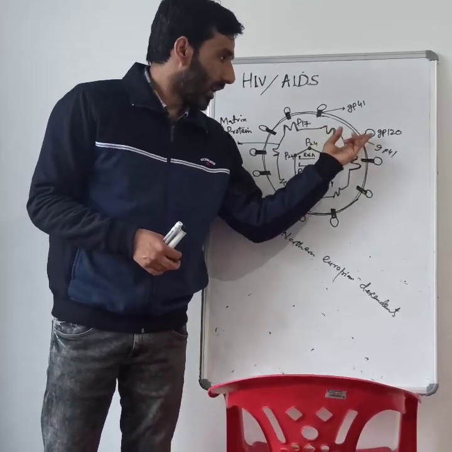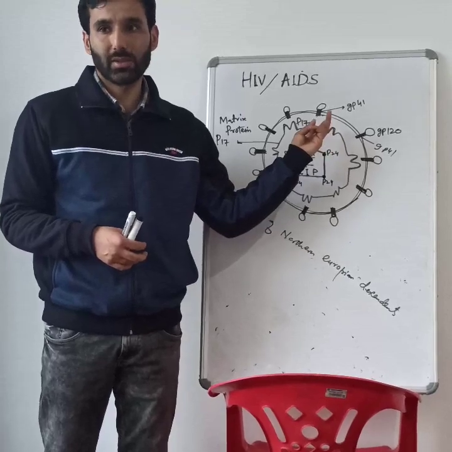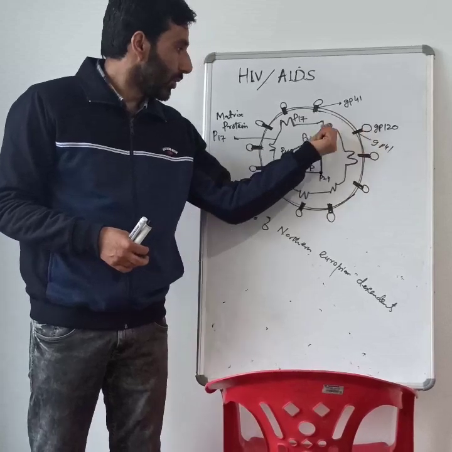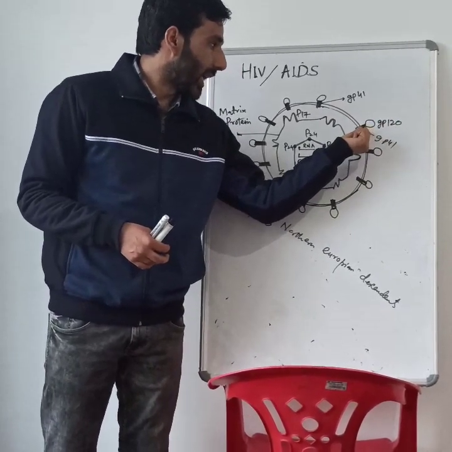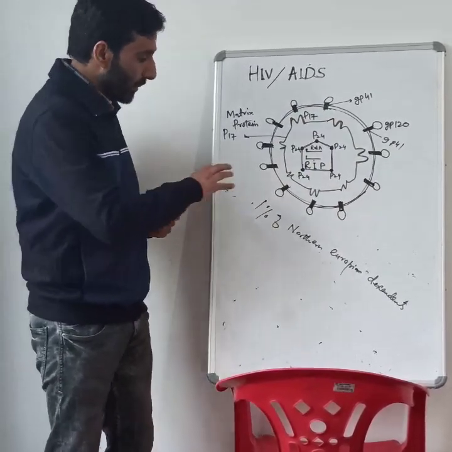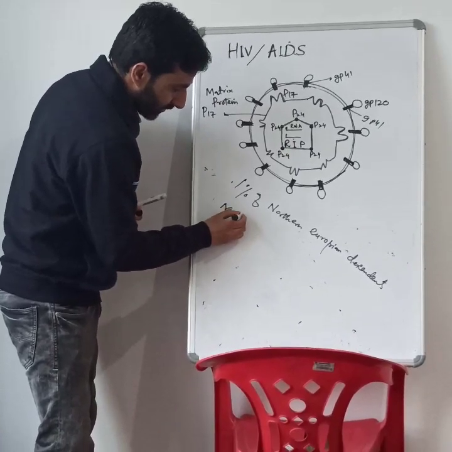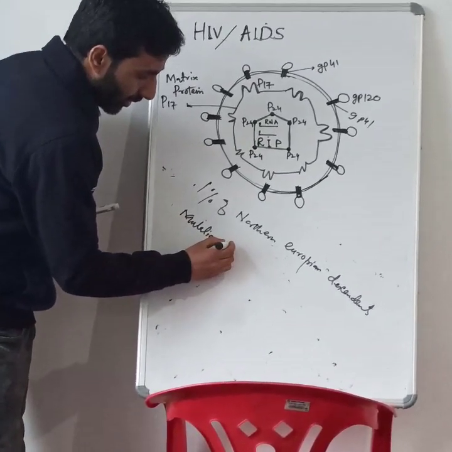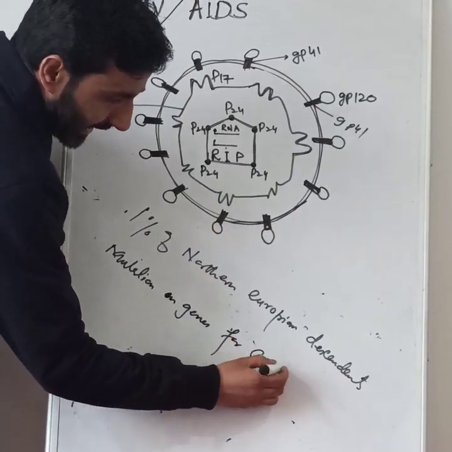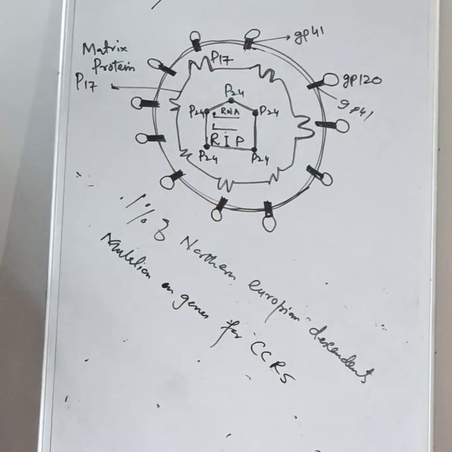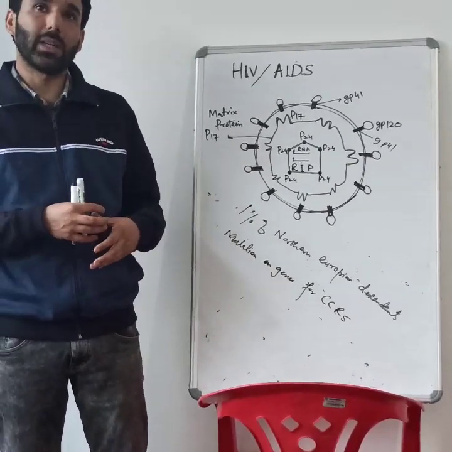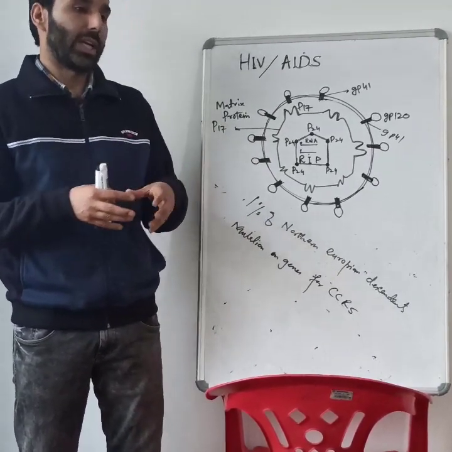Because those people have mutations in these genes. It's very important. These people have mutated genes, and this is about the virus. Those people will have mutations in the genes for CCR5. It's a very important co-receptor, due to which the virus is able to fuse and enter into the cell.